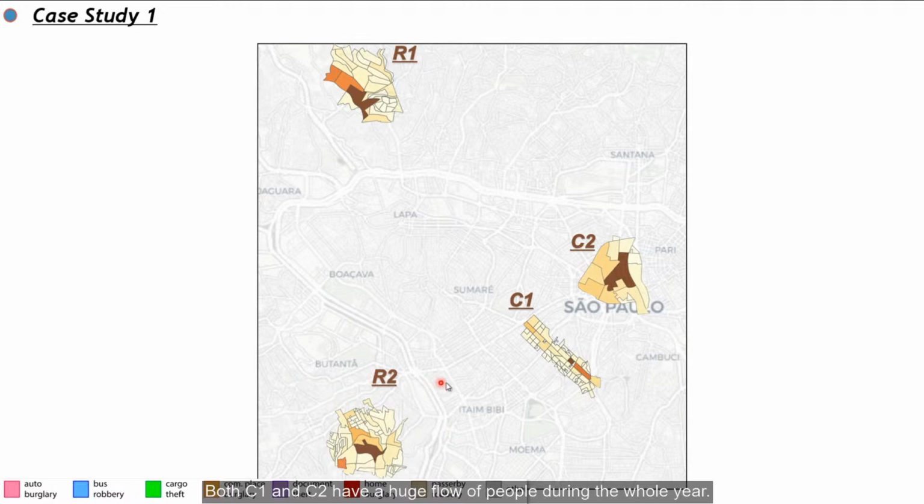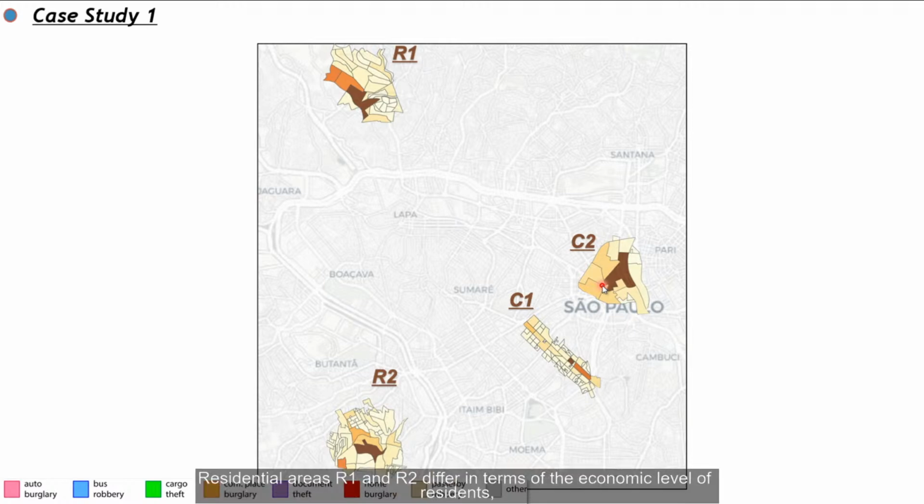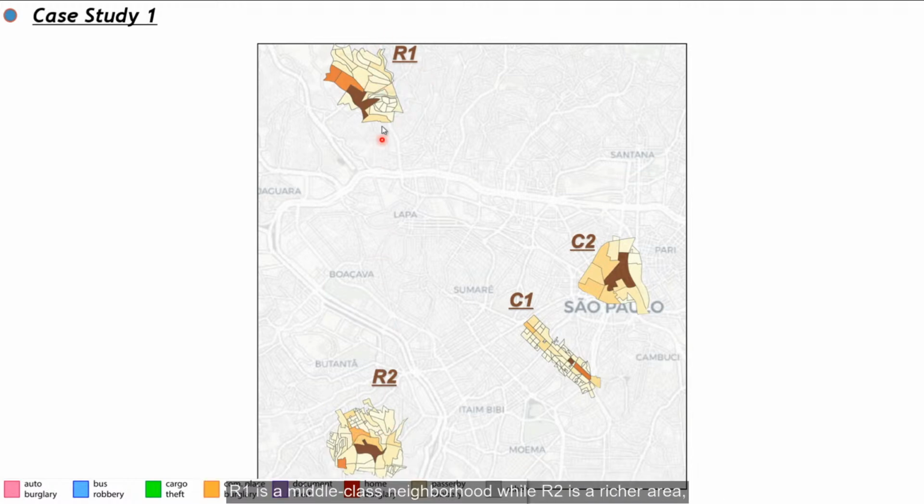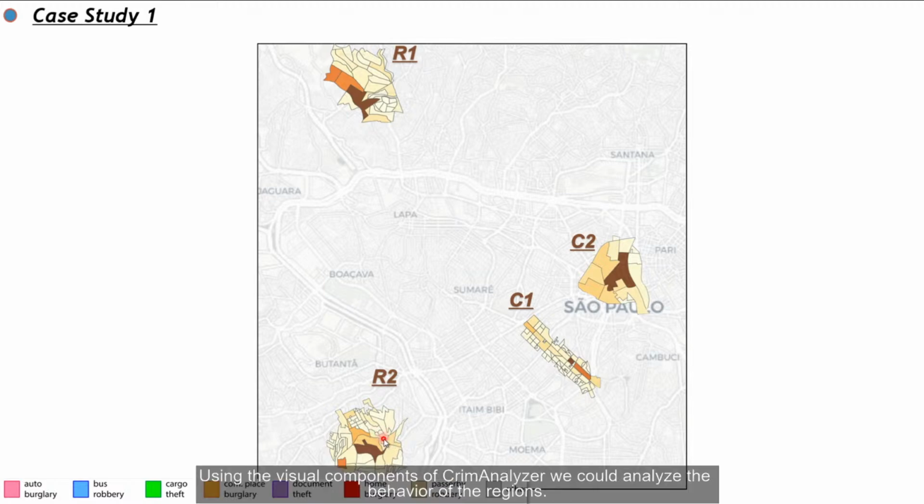Both C1 and C2 have a huge flow of people during the whole year. Residential areas R1 and R2 differ in terms of the economic level of residents. R1 is a middle-class neighborhood, while R2 is a richer area with luxurious buildings and houses. Using the visual components of Crime Analyzer, we could analyze the behavior of the regions.